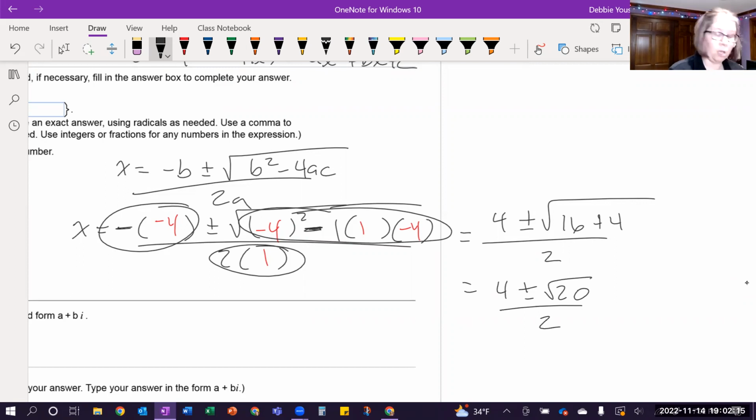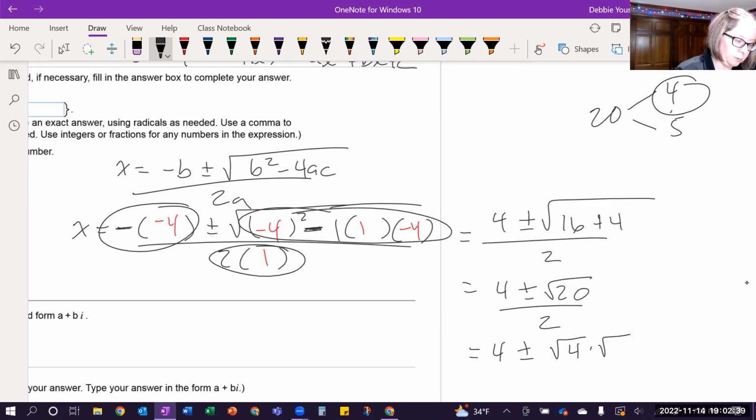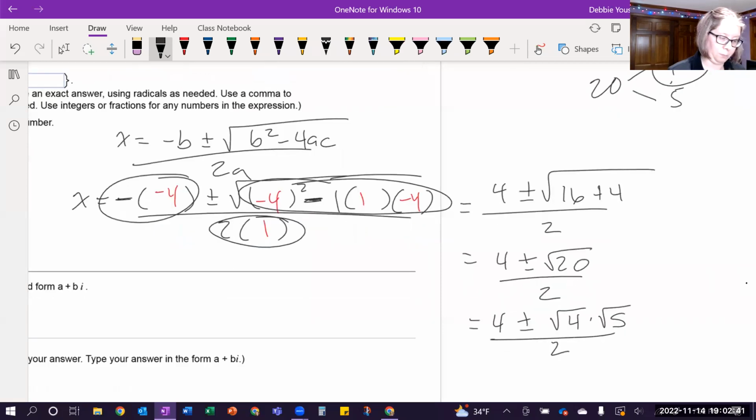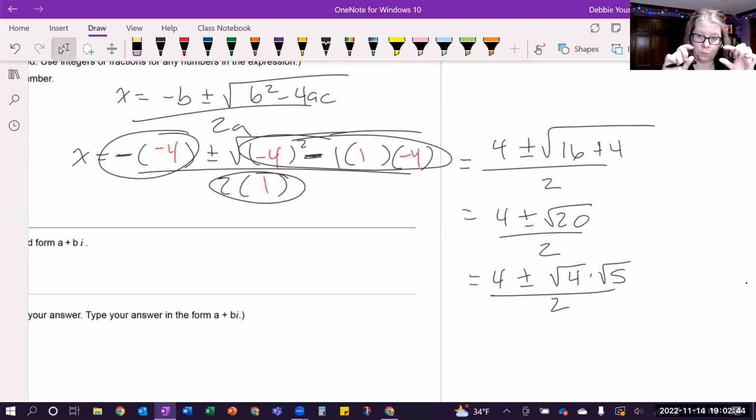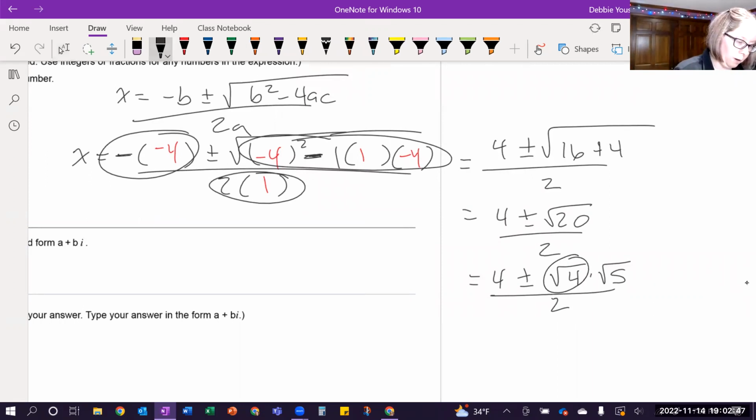Now, 20 is not a perfect square. You can't take the square root of it. However, 20 is 4 times 5. 4 is a perfect square. So I can rewrite this as 4 plus or minus the square root of 4 times the square root of 5 over 2. I can break it into 2 radicals of the 2 factors. And now the square root of 4 breaks down to 2 times the square root of 5, all over 2.